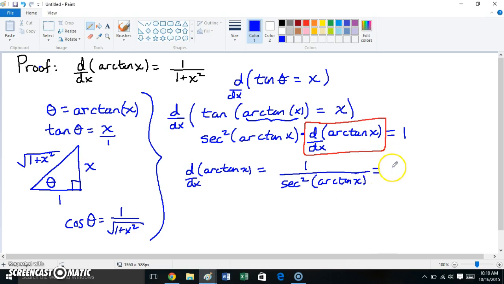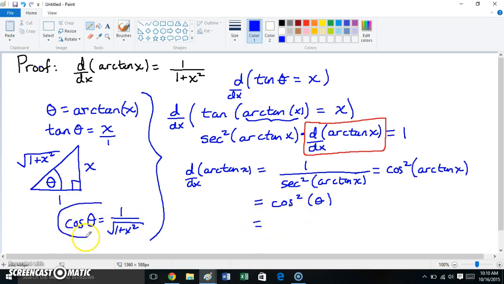All right, I could also write that as the cosine squared of arctan of x. Okay, well, I know arctan of x is just theta. So I'm going to write this as the cosine squared of theta. I would like to know what the cosine squared of theta is. And so cosine of theta, here we wrote the cosine of theta. We're going to use that.